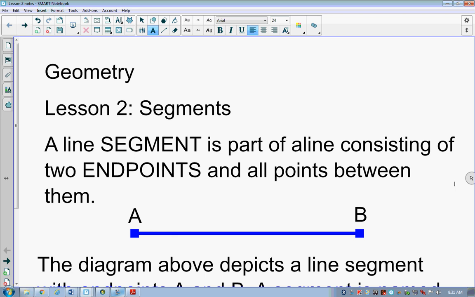Going to be talking about segments today. Line segment. Friday we talked about points, lines, and planes, which are undefined terms. We use undefined terms to help us define definable terms.